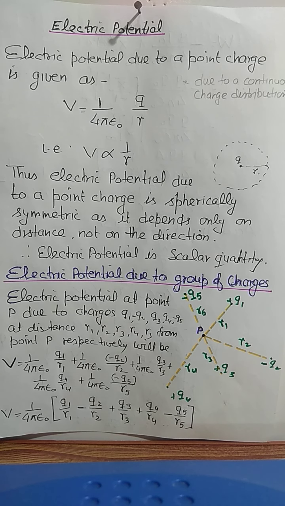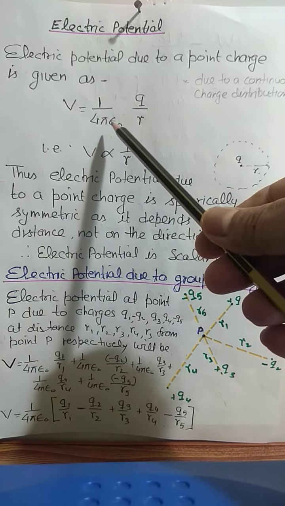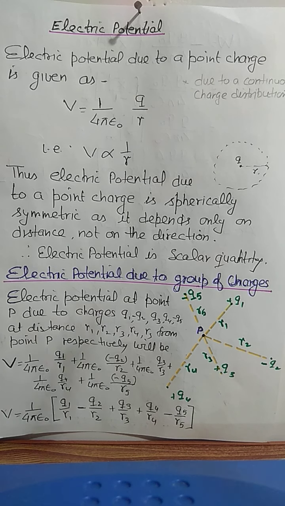Students, as you know, the electric potential due to a point charge is given as V is equal to 1 upon 4 pi epsilon naught Q by R. And from this formula it is clear that V is inversely proportional to R. Yes? Clear? This is the diagram. Charge Q, at a distance, the potential will be this.